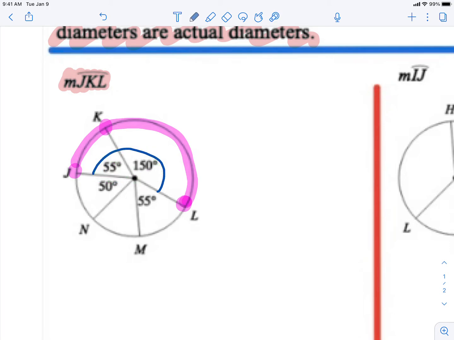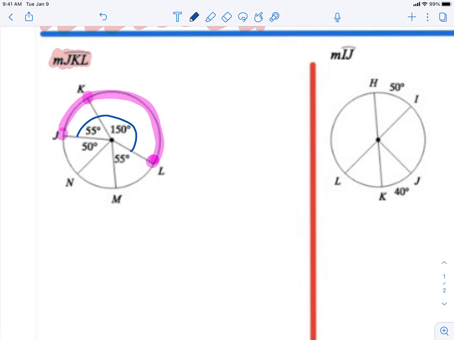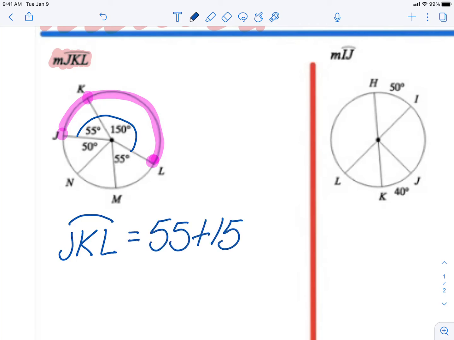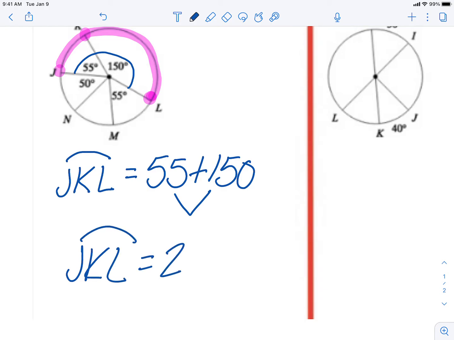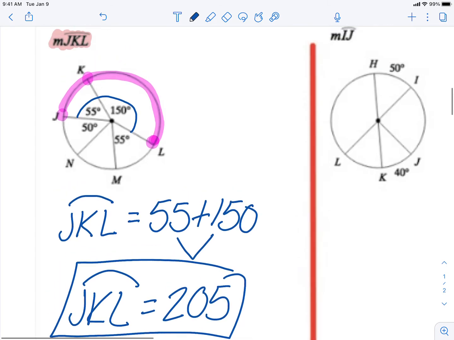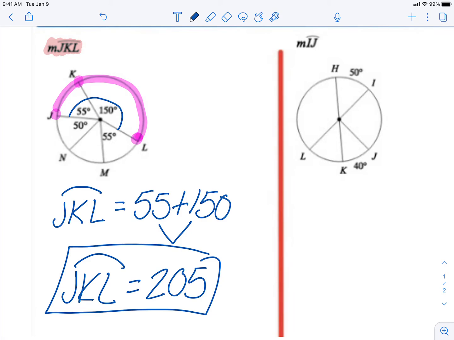55 and 150. So arc JKL is equal to 55 plus 150, right? Look at that. They both fall under there. 55 plus 150, right? So arc JKL is equal to 205. Boom. There you go. We got this, right? Perfect. Make sure you write that down, kiddos.